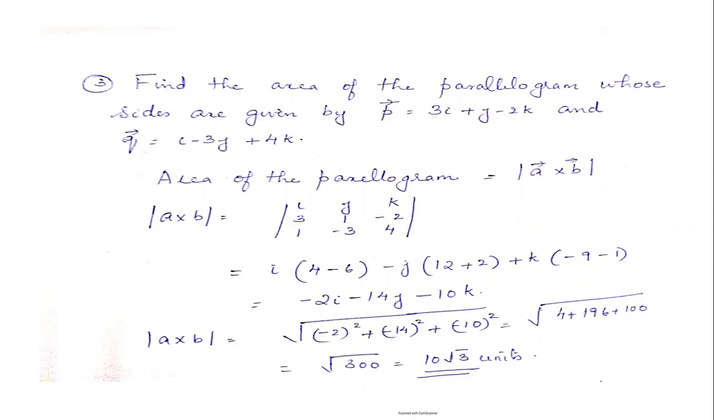That is the determinant of i, j, k; 3, 1, minus 2; 1, minus 3, 4. When you take the determinant, it will be minus 2i minus 14j minus 10k. When you take its modulus, it will be root of 300, which you can write as 10 root 3 units.